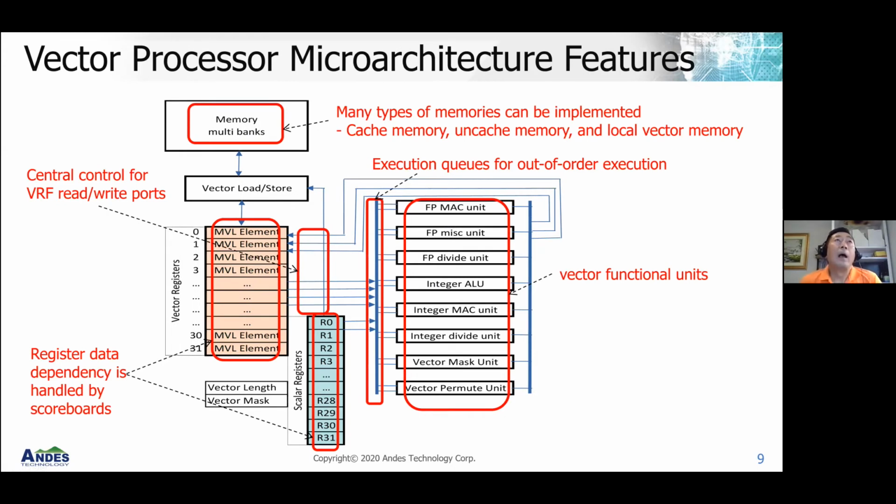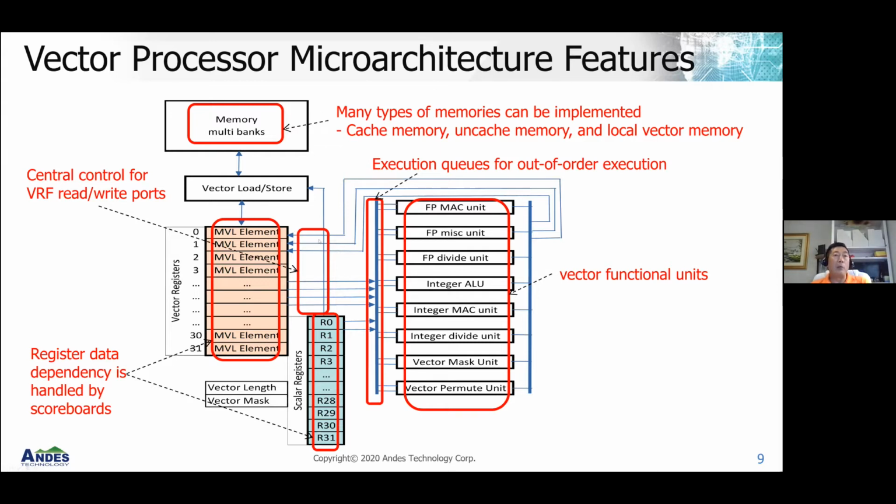Now, memory. So many types of memory can be implemented with the Andes vector processor. So we have cache, uncached, and local vector memories. Andes processor can support 8 concurrent load store from 3 different types of memory. We can work with the customer on the memory subsystem. For instance, the L1 cache can be 1 megabyte in size.